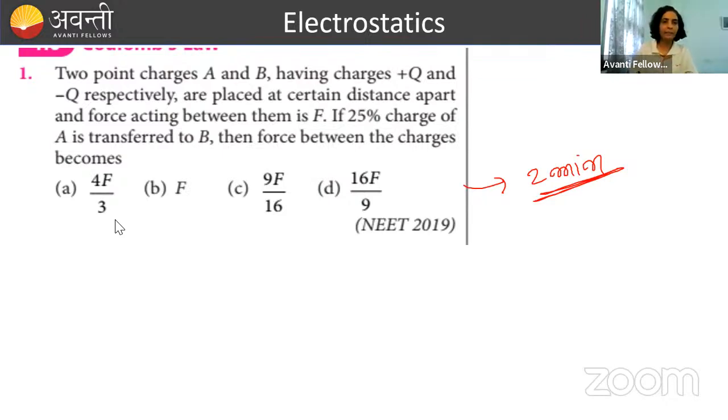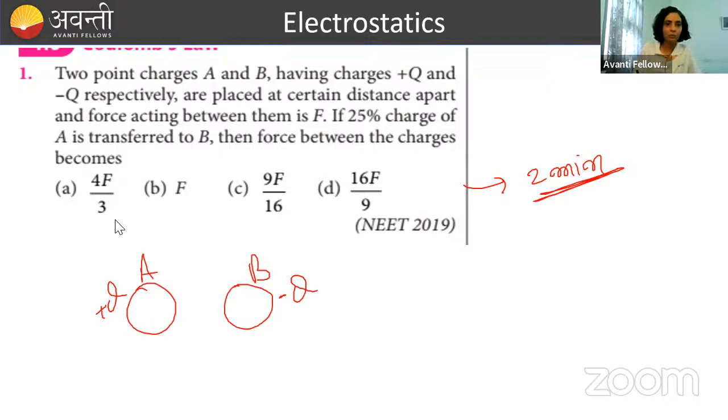Chalo, okay, now I will do it. So what the question is, there are 2 point charges, A and B. They are point charges actually. So take it as A, take it as B. I have exaggerated the shape, they are points, but I have drawn it so that you can look at it. Now one has plus Q charge, another has minus Q charge, and the force between these two initially is given as F. So F must be equal to KQ square by R square.